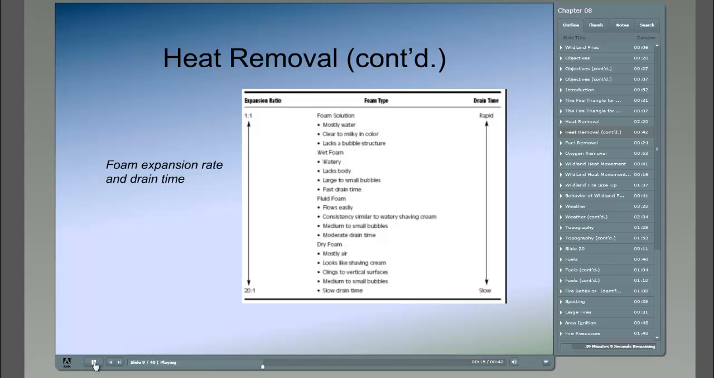The added detergent in the compressed air foam allows water to break the surface tension and penetrate fuels easier and more quickly. This table identifies the relationship between the foam expansion rate and the drain time. The wetter the foam is, the deeper it will penetrate. The drier the foam is, it will be lightweight and act as a protective covering.